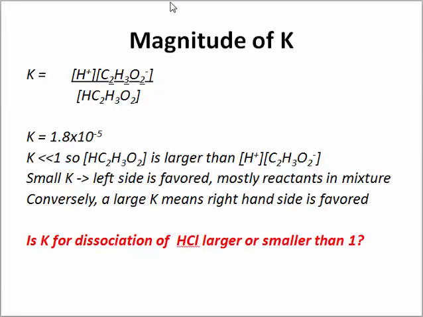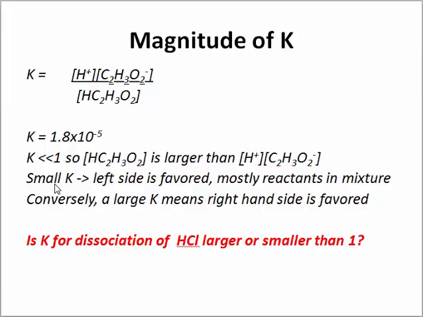Let's consider the meaning of the magnitude of K. Here we see once again the equilibrium equation for acetic acid. Turns out the value of K for this is 1.8 times 10 to the negative 5. So in any situation in which you have balance, the denominator of this expression must be much larger than the numerator. K is much less than 1. So the acetic acid concentration is much larger than the product of the H plus and acetate concentrations.